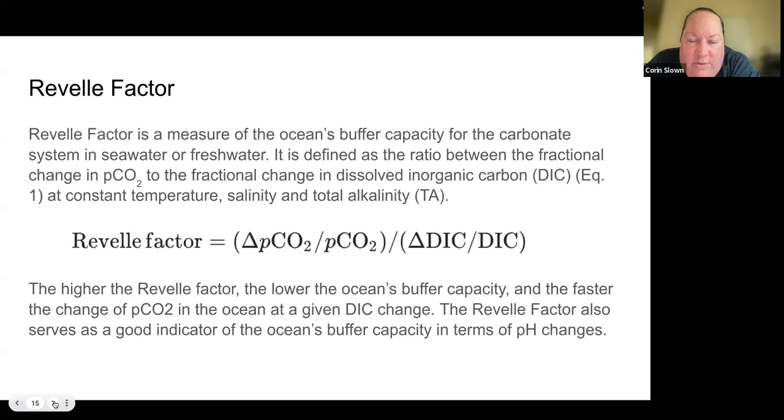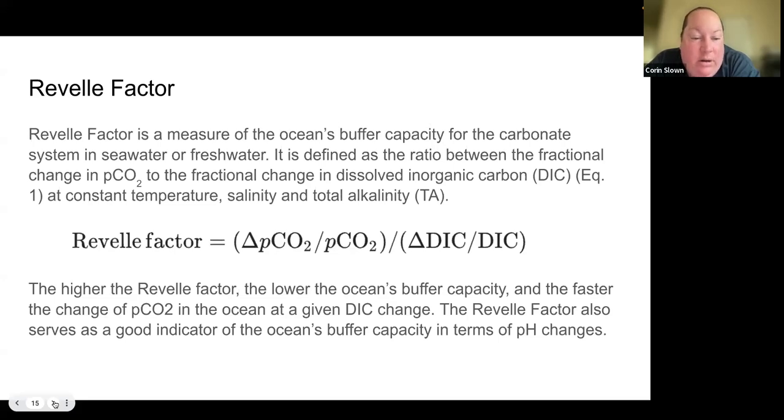So this is actually a measure of the ocean's buffer capacity for carbonate in seawater, or I suppose you could calculate it in freshwater too. So it's the ratio between the change in the partial pressure of carbon dioxide relative to the fractional change in dissolved inorganic carbon. So if you recall, we talked about dissolved inorganic carbon as a measure of the amount of carbon in the ocean. So a couple of pieces. This equation is at constant temperature. It takes into account salinity and total alkalinity, oftentimes referred to as TA.